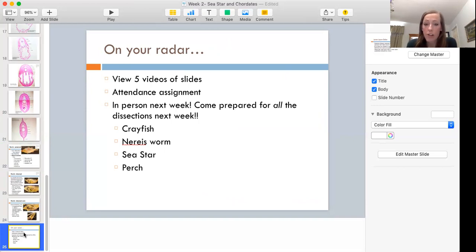Additionally, for this week, there are 5 videos of microscope slides posted on Canvas for you to look at. Those are links to YouTube where you can see the cross sections and longitudinal sections of the Amphioxus and the ammocoetes. There are 3 of the Amphioxus. 1 is a longitudinal and 2 are cross-section slides because one's a male and one's a female. And then we have the longitudinal and the cross-section for the ammocoetes, which is the larval lamprey.